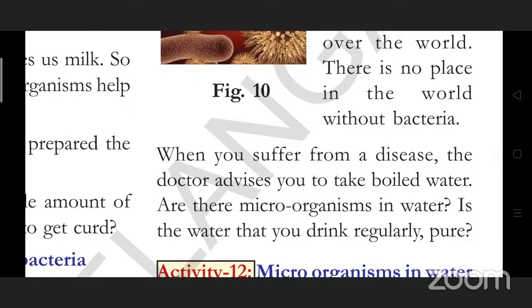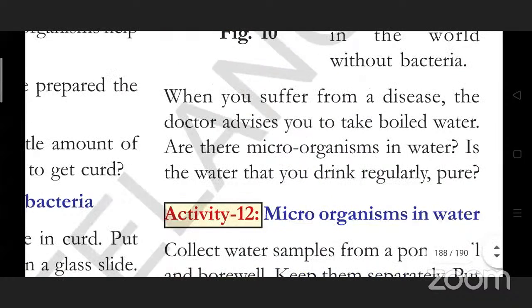Disease-spreading bacteria can live in pond water, so skin diseases particularly, you can identify some skin disease also. It can spread. Itching bacteria can spread from one person to another.